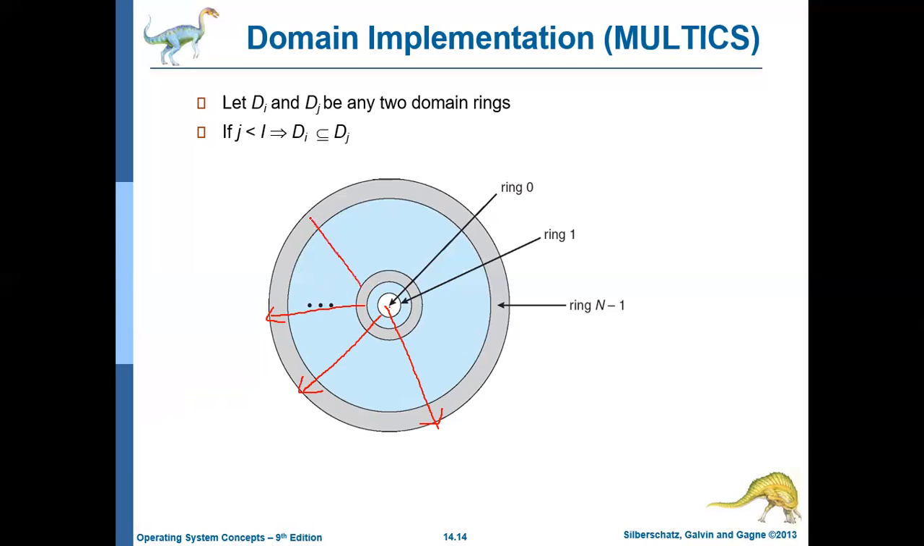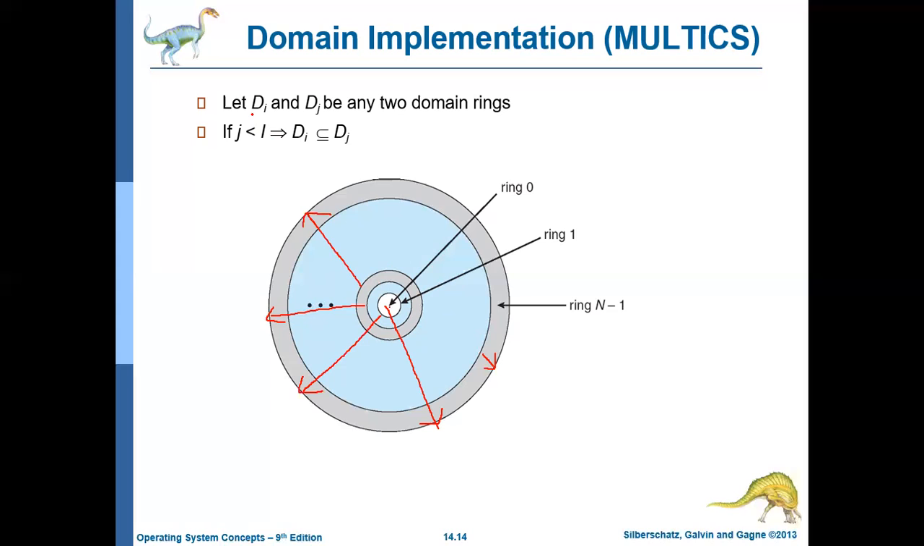From domain 3 you can access the rest of the system except domains 0, 1 and 2. From domain n minus 1, you can access only domain n, only the last domain. You cannot access anything else, right?